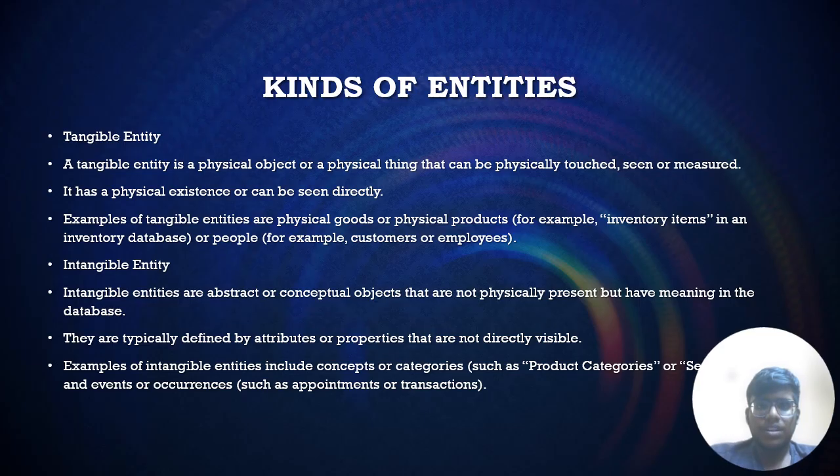Kinds of entities. Tangible entity, a physical object or physical thing that can be physically touched, seen, or measured. Has a physical existence or can be seen directly. Examples of tangible entities are physical goods or physical products, for example inventory items in an inventory database, or people, such as customers or employees. Intangible entities are abstract and conceptual objects that are not physically present but have meaning in the database. They are defined by attributes or properties that are not directly visible. Examples are product categories or sales, or even events or occurrences such as appointments or transactions.